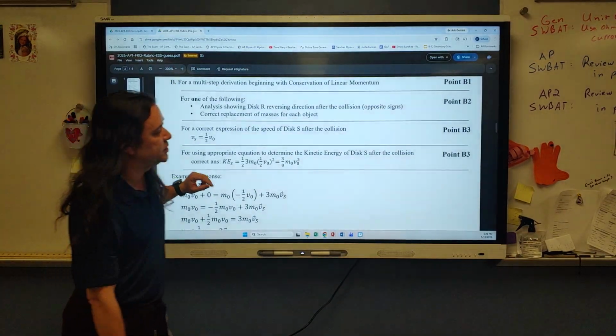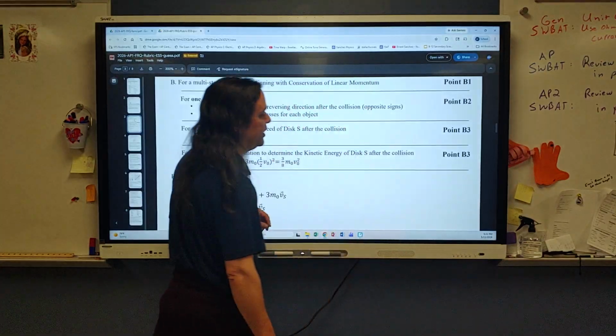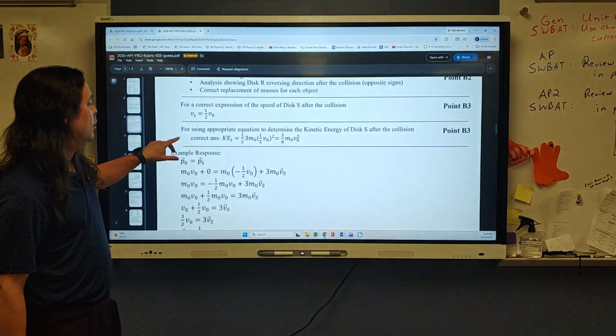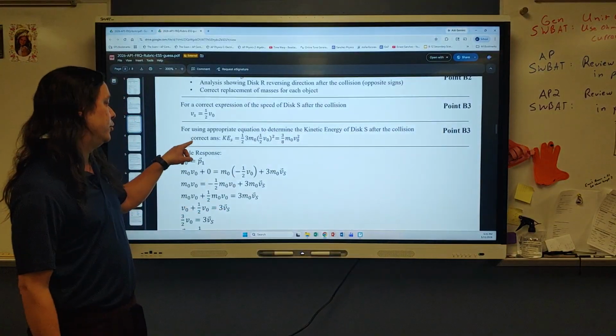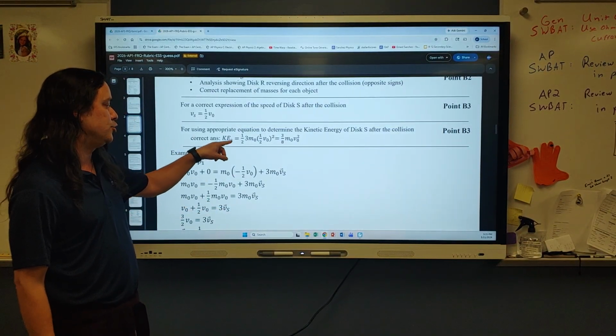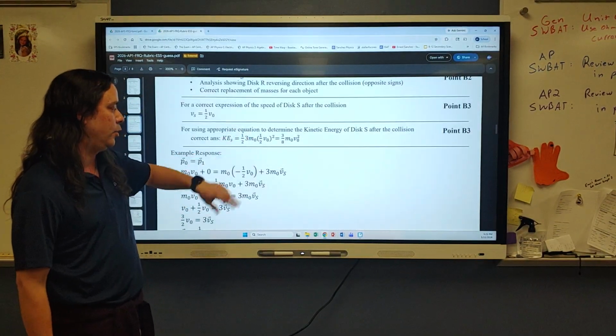Let's see. Oh, I forgot to update this. I'll try and get that fixed up. But that should say point B4, for using an appropriate equation to determine the kinetic energy of disk S after the collision. In this case, our correct equation would be 1/2 mv squared, putting in the correct mass.